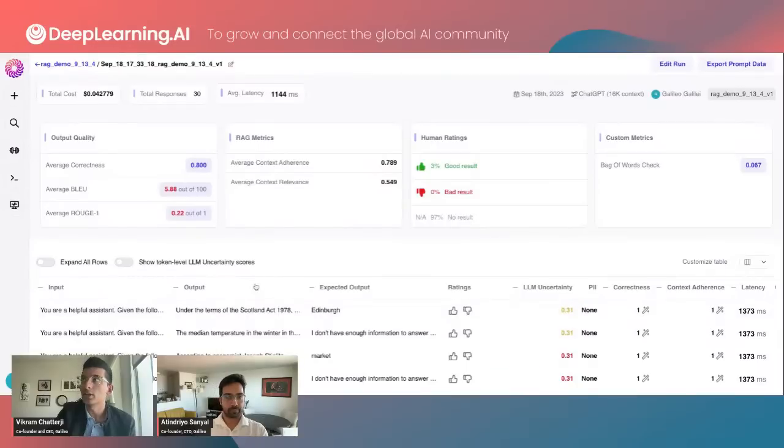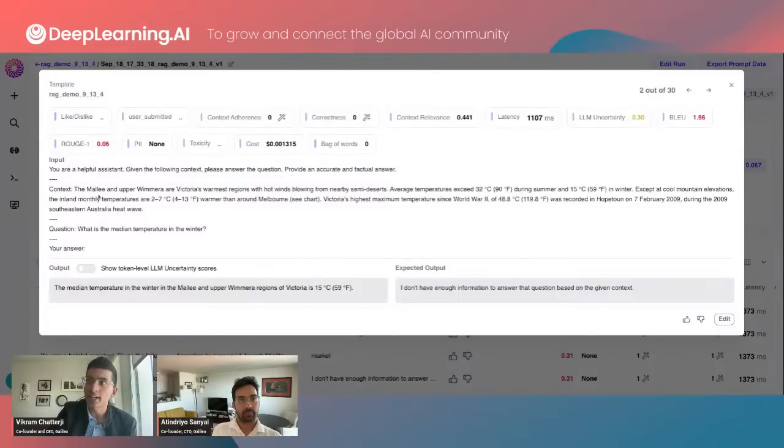So for instance, for this particular response, if you look into the context that was provided, it talks about the weather in a certain part of Australia where the average temperature exceeded 32 degrees Celsius in the summer and exceeded 15 degrees Celsius in the winter. And then it talks more about the different parts of the climate in that region. Now, the question here was about what is the median temperature in the winter? And the model's response was median temperature in the winter is about 15 degrees Celsius. Now, when you look here, that's exactly what it says here. It's 15 degrees Celsius in the winter.